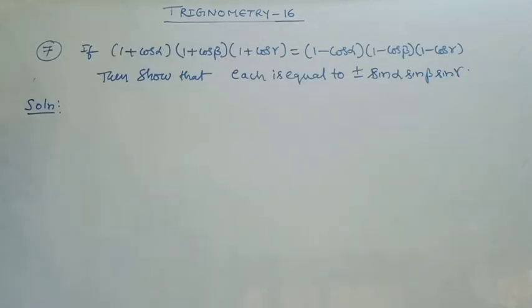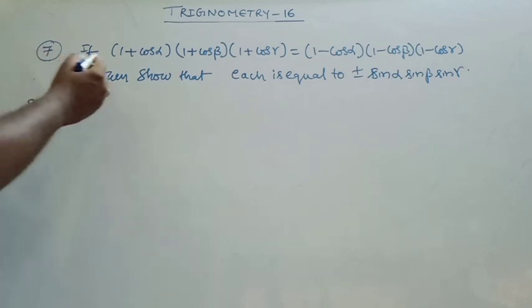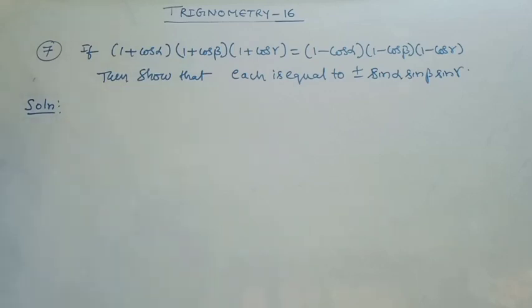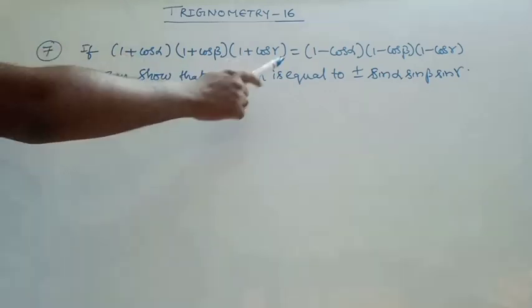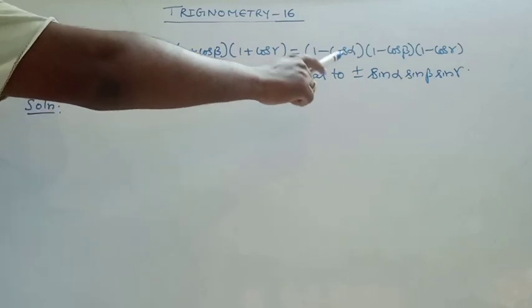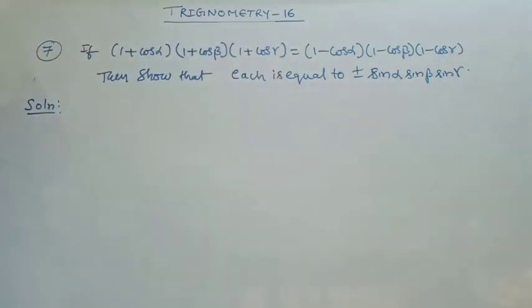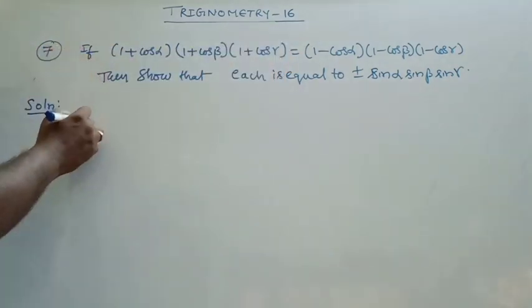See now, one more problem. We have: if (1 + cos α)(1 + cos β)(1 + cos γ) is equal to (1 − cos α)(1 − cos β)(1 − cos γ), then show that each is equal to ± sin α sin β sin γ. This is also like the previous problem we did.